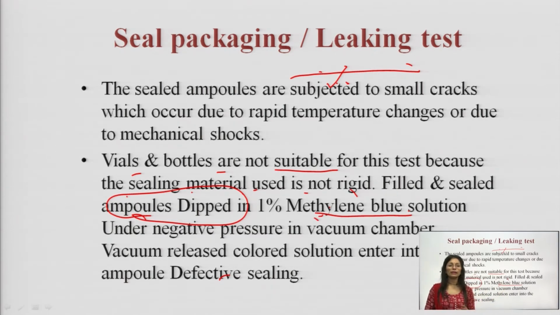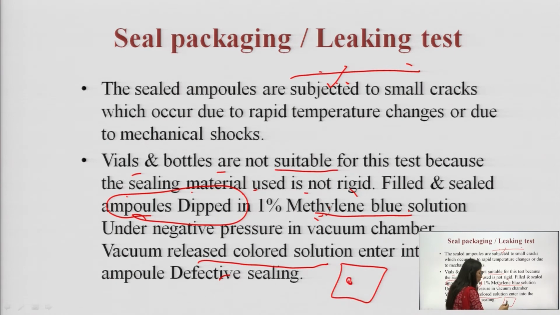When we keep it inside the vacuum, it can cause coloration. If there is a leakage in our parenteral product, it can cause blue color inside the solution. So what we are going to do is keep our marketed formulation inside 1% methylene blue solution under vacuum or negative pressure, and after that, when the vacuum is released, the colored solution enters the ampoule through the defective sealing.